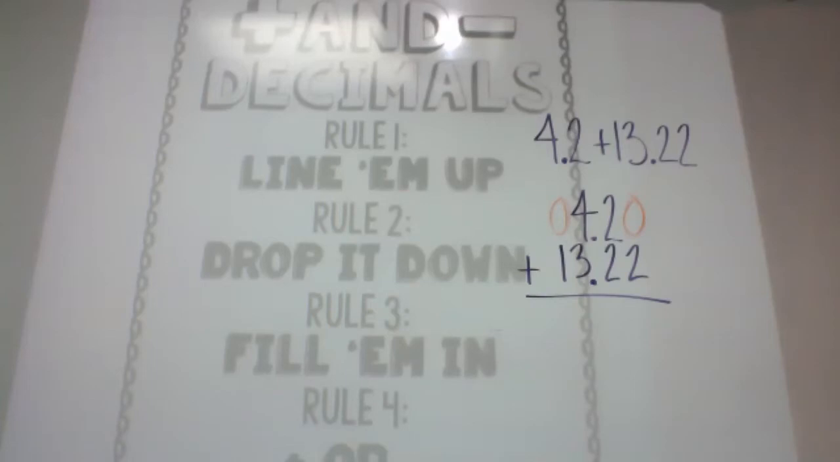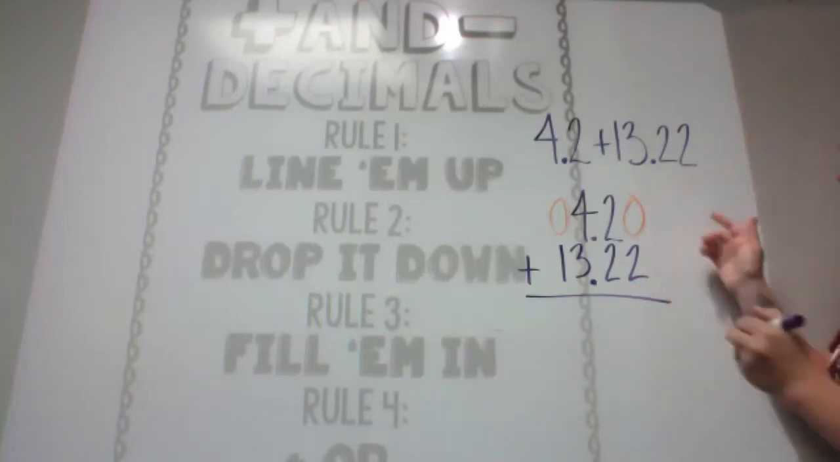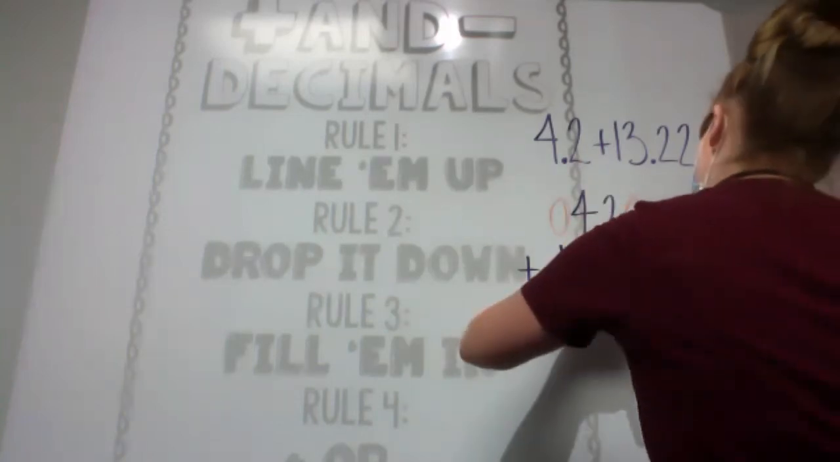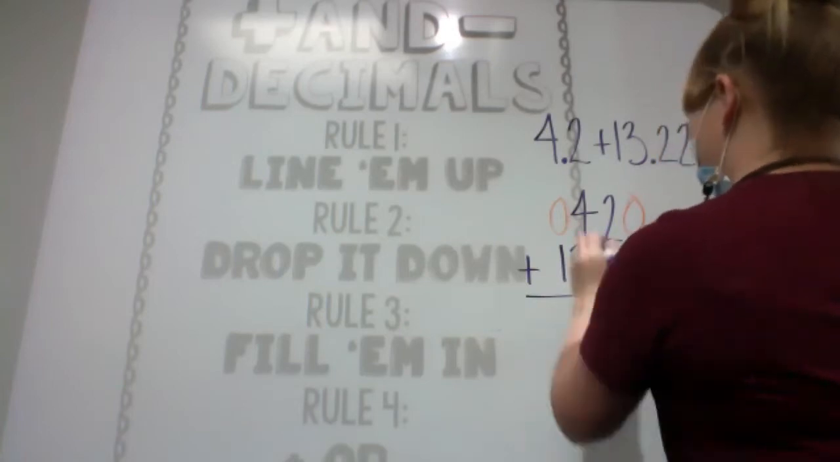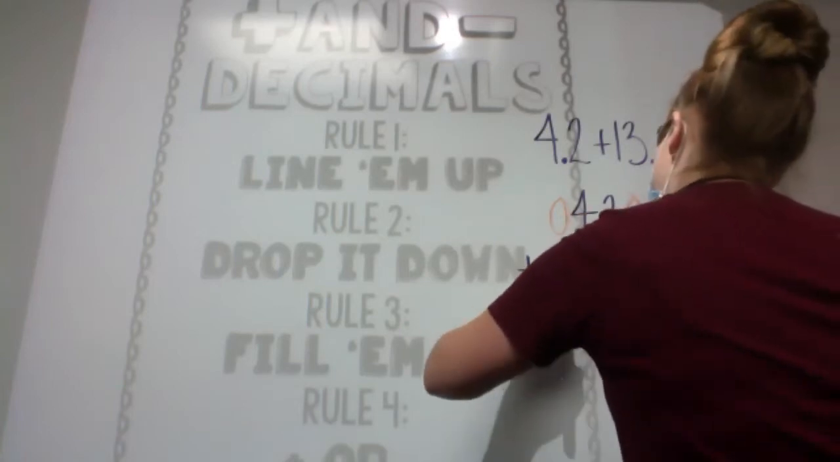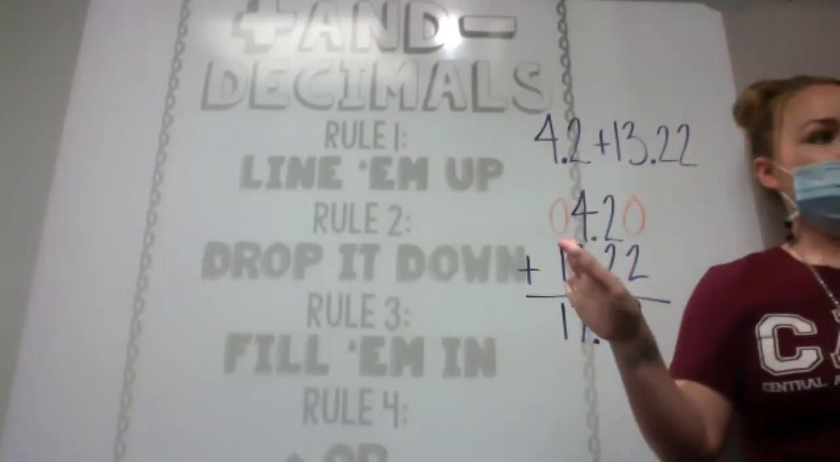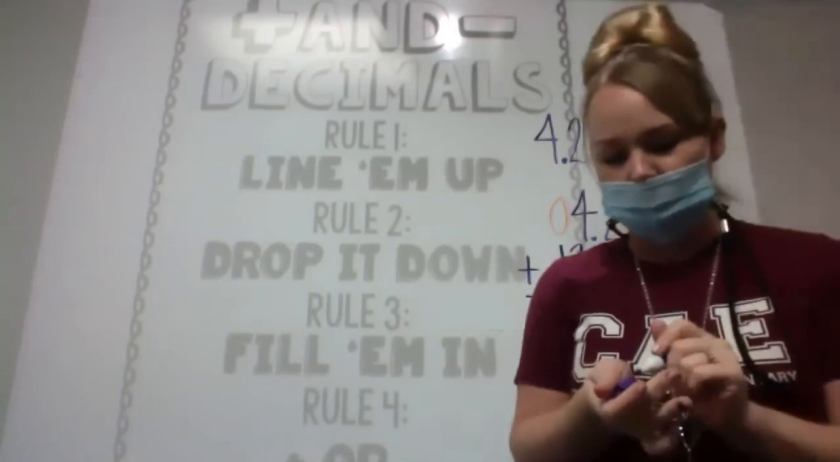Who else? What did you get, Kasasha? All right, Kasasha's got it. So when I add these up, I always start from the right side. 2 plus 0 is 2. 2 plus 2 is 4. And my decimal just comes straight down. 4 plus 3 is 7. And 0 plus 1 is 1. And that's it. Easy peasy. As long as you line up the decimal, you're going to be just fine.